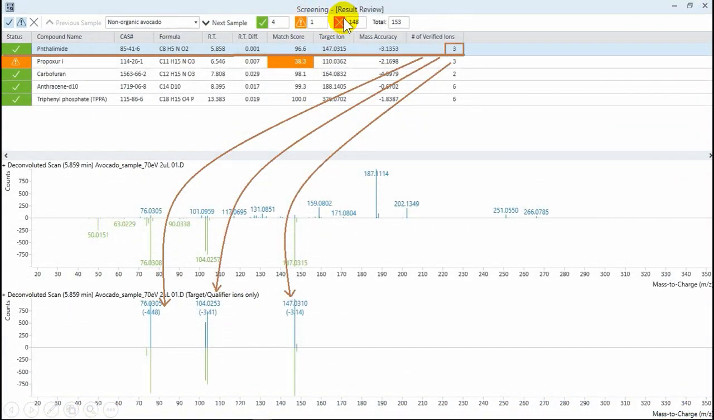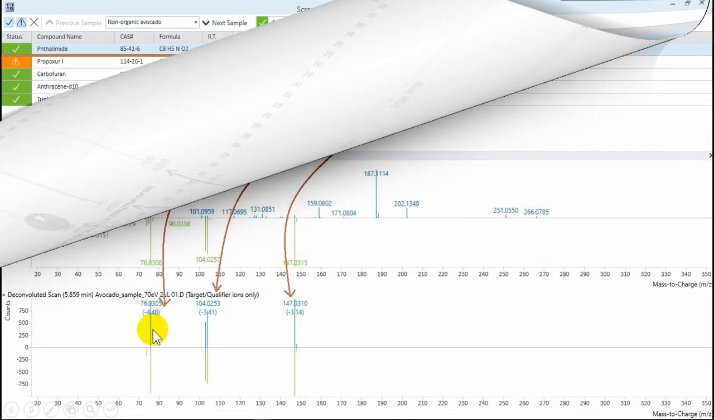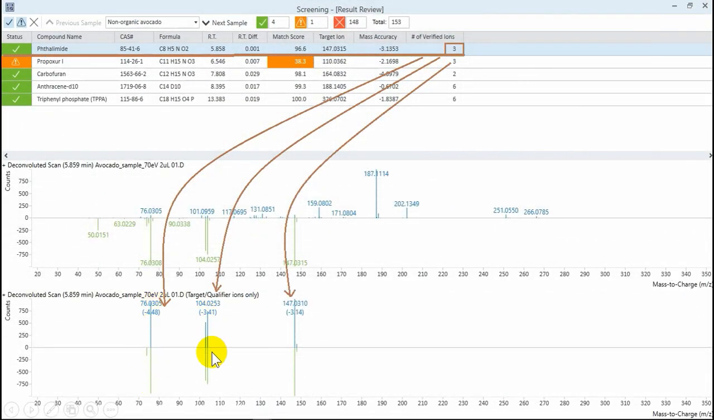In the screener, let's take a look at the positives, which are denoted in green. So if we look at the metrics, it's retention time, library match score, the target ion with its mass accuracy, and an aggregate that is the number of verified ions. Number of verified ions, you can see there's 3, and matching up with the spectra, target and qualifiers, there are 3 ions which are shown there to have been found, and their mass accuracy is annotated.